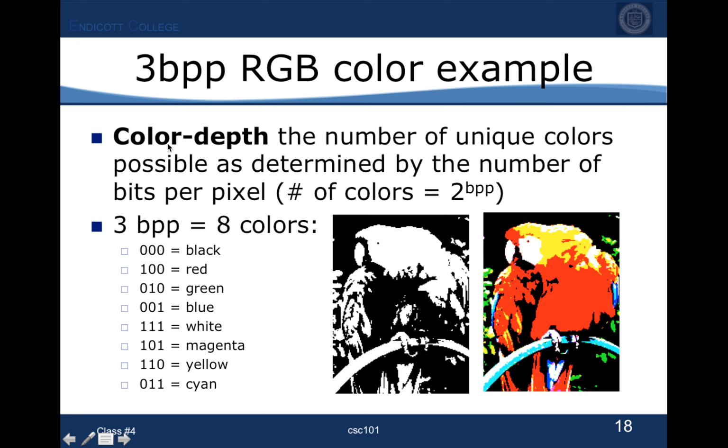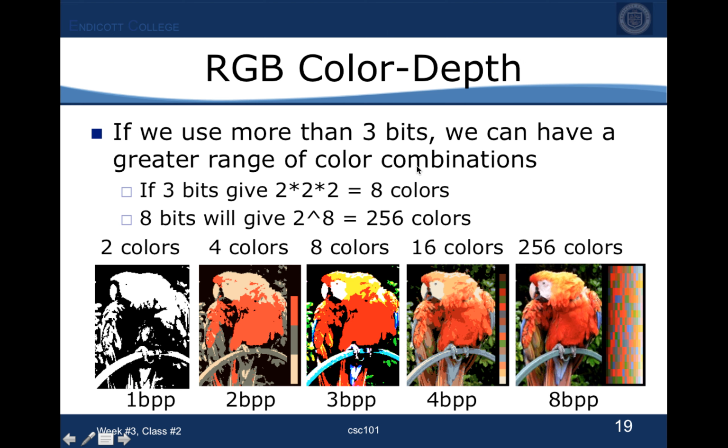So with improved color depth, I would say the color depth of this image is either 8 colors, or you could say it's 3 bits per pixel. Those mean the same thing. So let's try to get to more photo quality, right? Let's say we want to use more than 3 bits. Again, however many bits you have, 2 to that number gives you how many colors are in your palette. How many colors can you use?